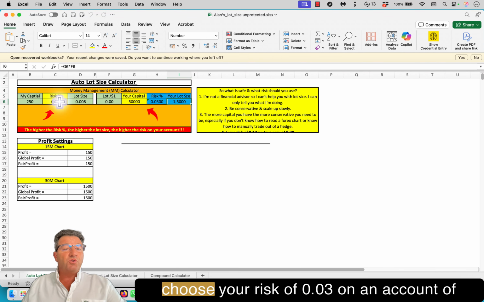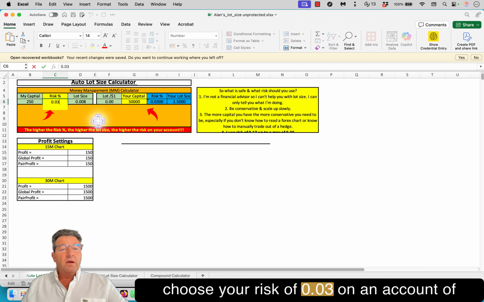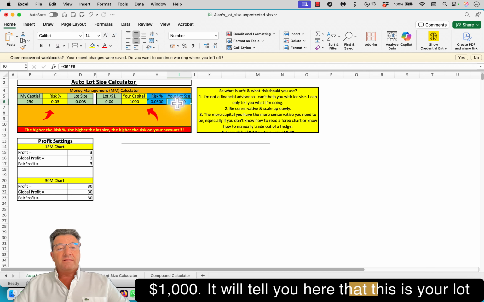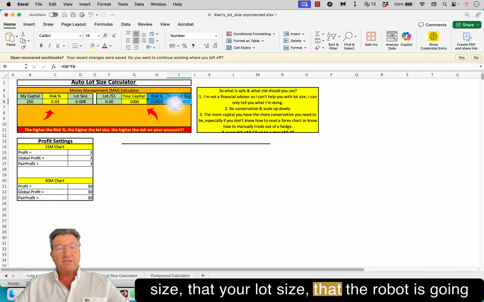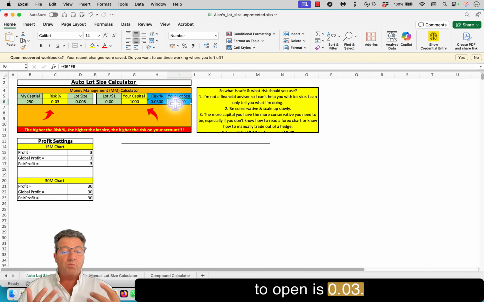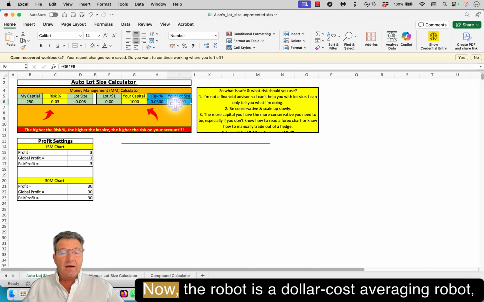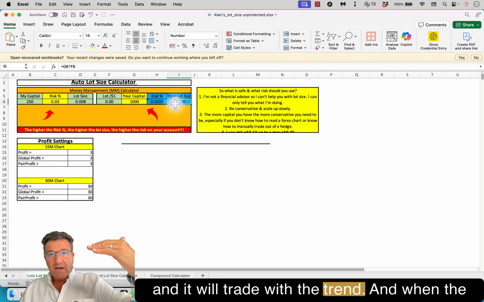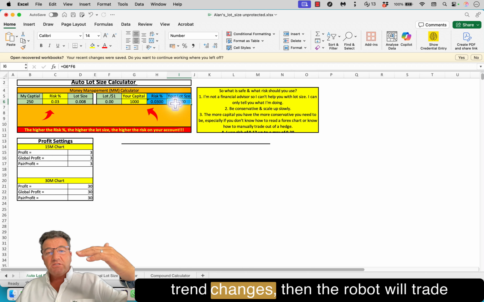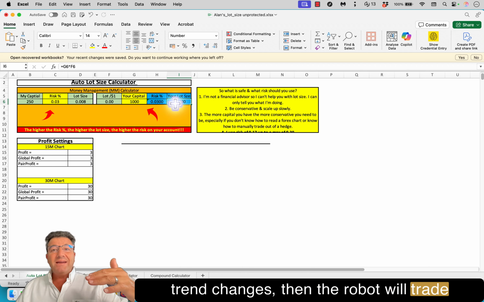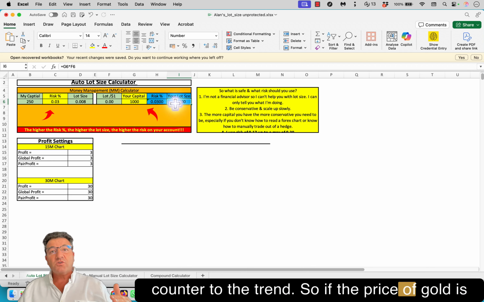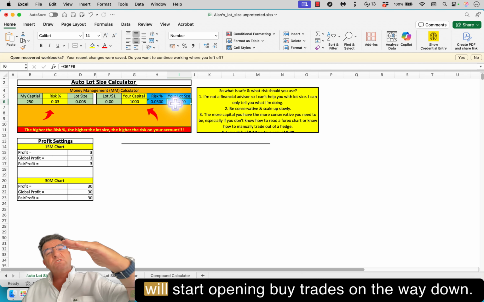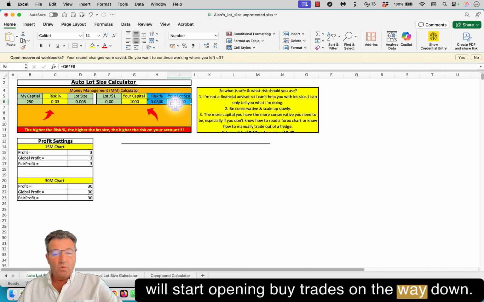Let's say you choose your risk of 0.03 on an account of $1,000. It'll tell you here that the lot size the robot is going to open is 0.03. Now, the robot is a dollar cost averaging robot, and it will trade with the trend. When the trend changes, the robot will trade counter to the trend. So if the price of gold is going up and the price comes down, the robot will start opening buy trades on the way down.